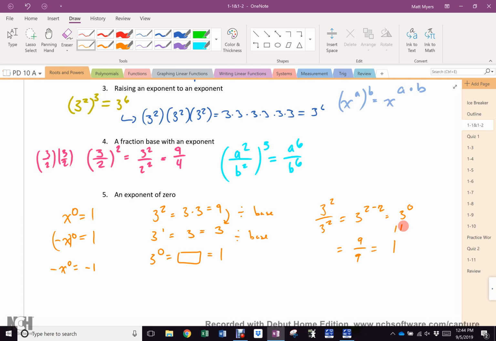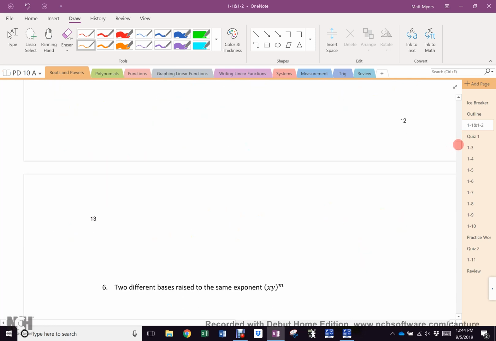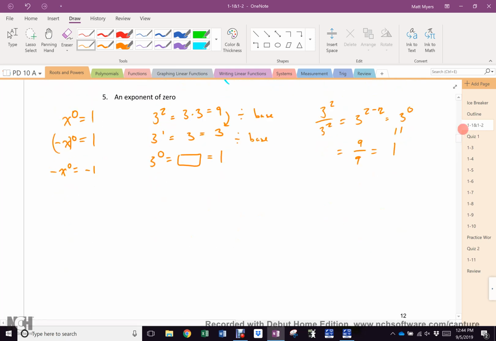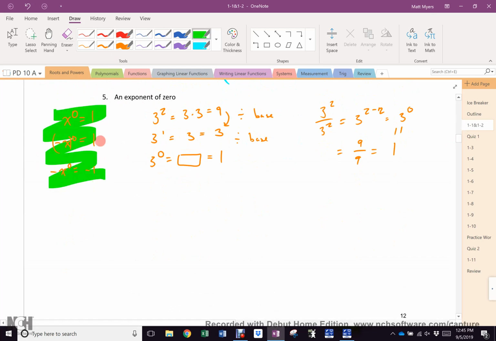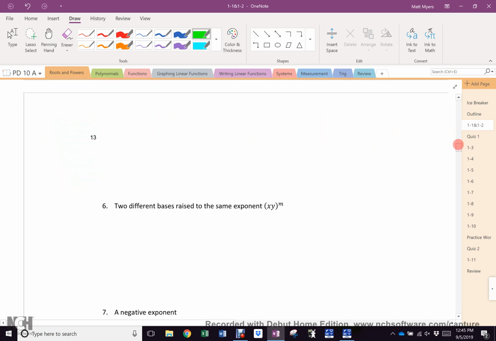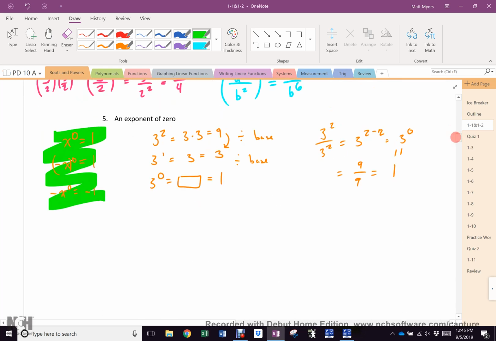Everybody cool? That's why it works. And it's very important for when we get to number 7 on the next page. Everybody gets this? Everybody can tell me why? And then everybody understands this side of things when it's 1 and when it's negative 1? Okay.